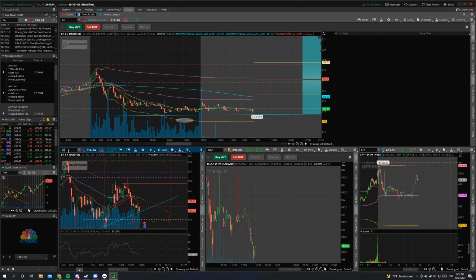Especially if you're playing levels, guys, the PNL doesn't matter, because you're playing either the break of the level or taking profit at a certain level.